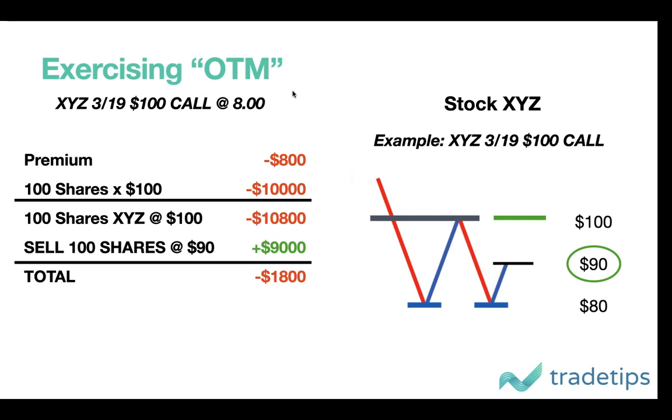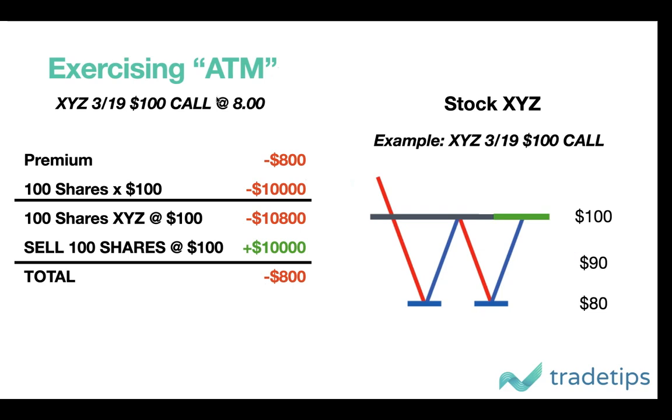So exercising out of the money isn't exactly what we're trying to do here. Again, I want to reiterate what's happening: we're only trading the price fluctuations. We're not trying to acquire 100 shares of the stock.